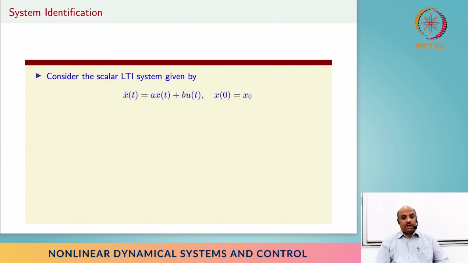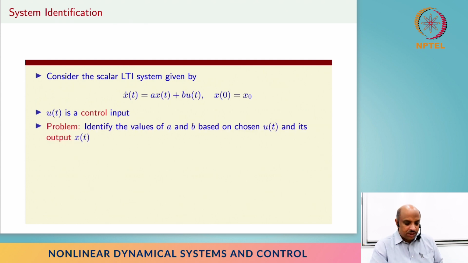So that brings us to the main topic, which is adaptive control, where we have this system x dot equals a x plus b u. Here we assume u is the control input. That means we can choose whatever we want, or at least measure in this particular specific scenario. And the problem is basically to identify the values of a and b, based on how we can somehow choose u and probably its output measurement.